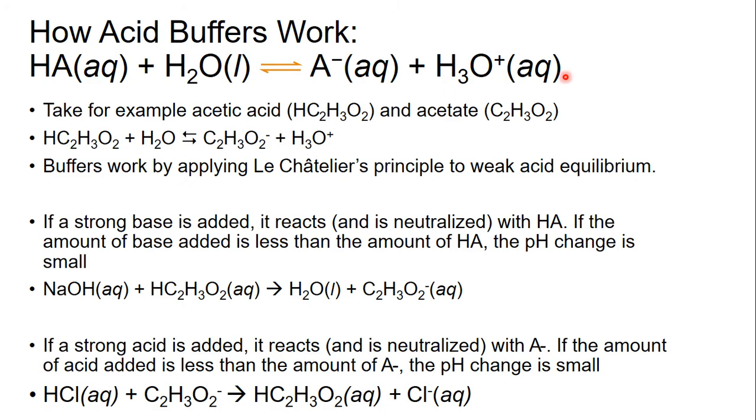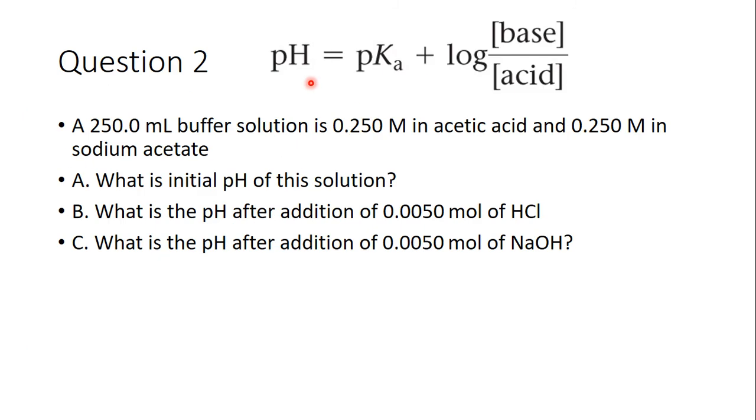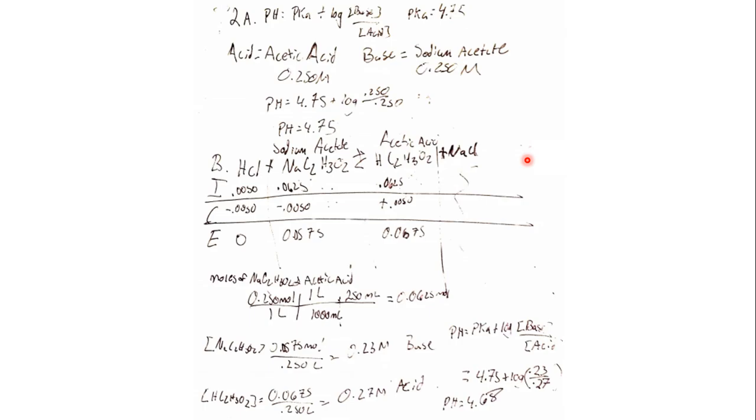All right, and now since we know how to calculate pH, briefly, how do buffers work? A buffer will resist pH change. So if you add an acid to a buffer, it will react with the base in that buffer and neutralize. If you add a base to a buffer, it's going to interact with the acid of that buffer and also neutralize. So question 2, I have a buffer of sodium acetate and acetic acid. What's the pH? And I'm going to do B as well. What's the pH after adding 0.0050 mole of hydrochloric acid?